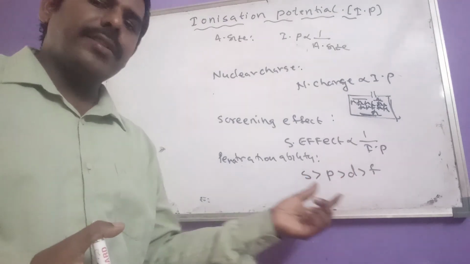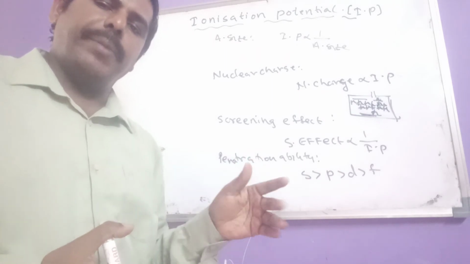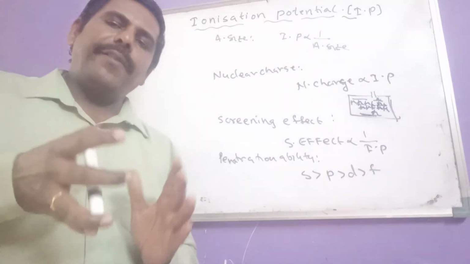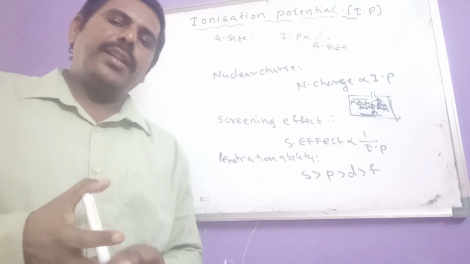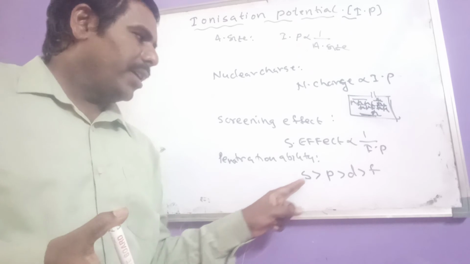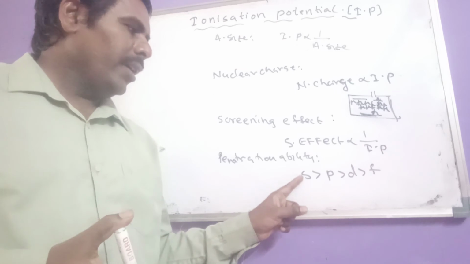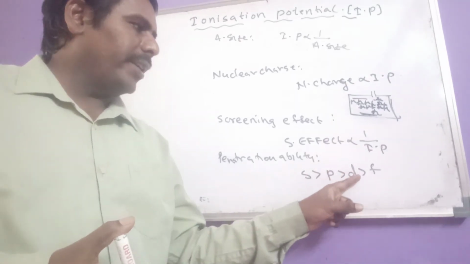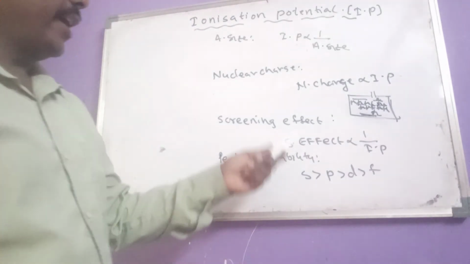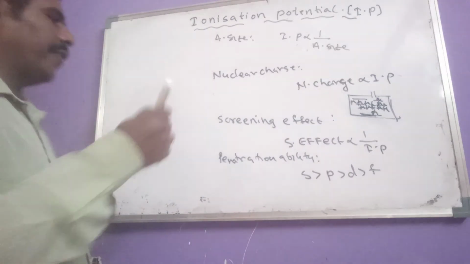That means in a given orbit, the s subshell is nearest to the nucleus. That means the electrons present in the s subshell are having strong attraction by the nucleus. That means it is difficult to remove an electron from the s orbital or s subshell compared with p. So this is the ionization potential order: s subshell greater than p subshell greater than d subshell greater than f subshell. So this is another factor affecting ionization potential. And another factor is electronic configuration.